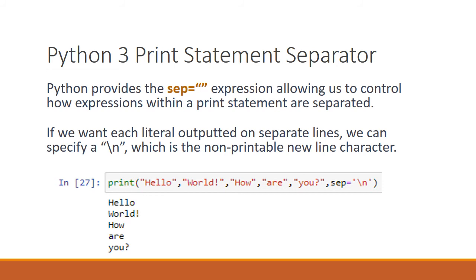So in our example, we have the literals hello, world, how are you? And we want them separated by \n, which is a new line character. So when this print statement is executed, each literal within that print statement is displayed on a separate line.